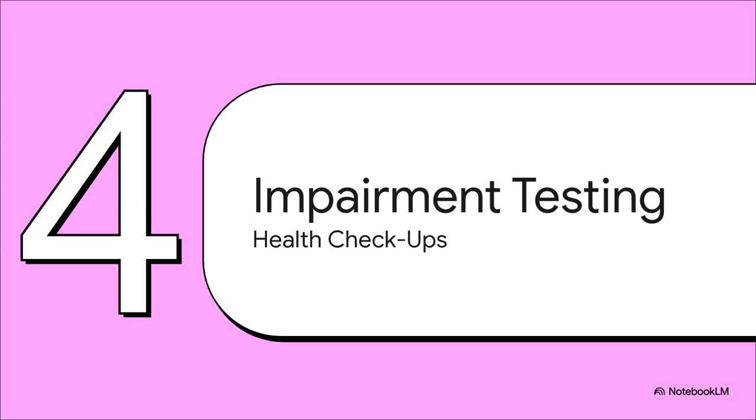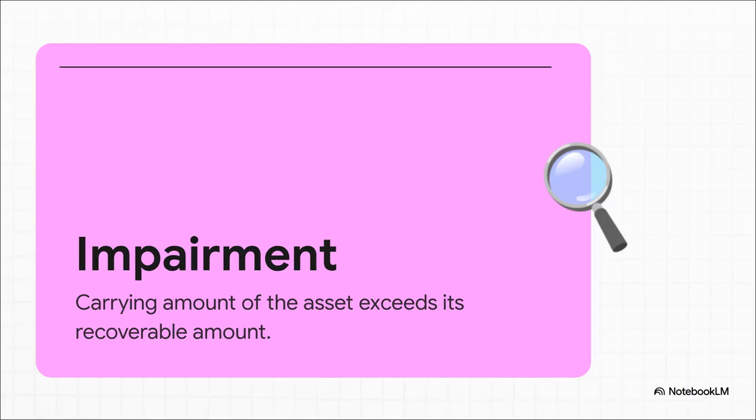Section 4. Impairment testing. Health checkups. What happens when reality bites? Look, we've perfectly measured our asset, we've set a highly accurate timeline, and we're methodically amortizing it. But what if the customer suddenly goes bankrupt, or market conditions completely flip? At every single reporting date, you are legally required to perform a health check on your capitalized contract costs to see if they've been impaired.